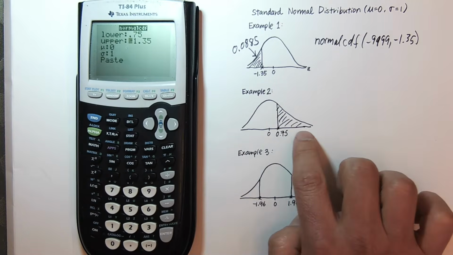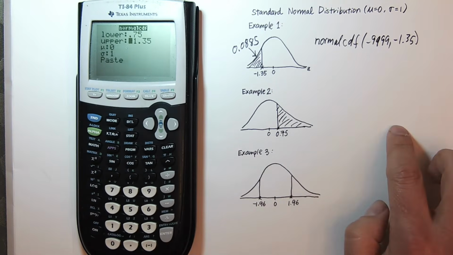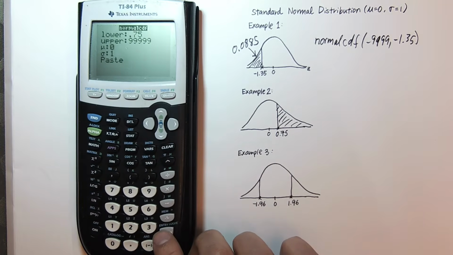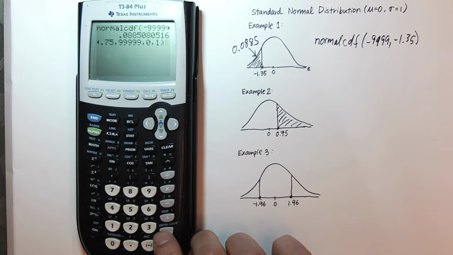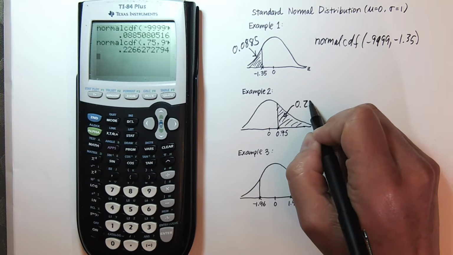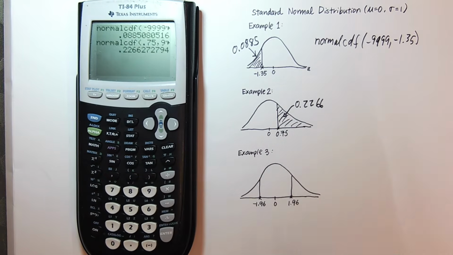Now my upper is off to positive infinity. That's going off to infinity. So I again just put a big positive number now, a bunch of 9s. Go down and paste this onto a command line and hit enter. So the area here is 0.2266, about.